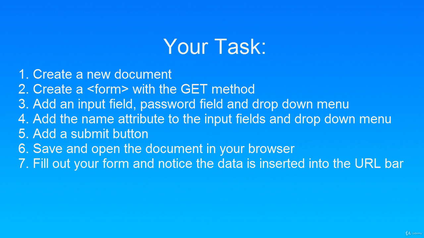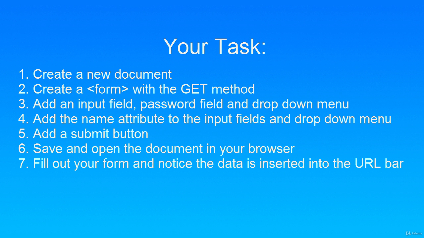So your text field, your password field, and your drop-down menu should all have the name attribute, and the values should be different. For example, the text input field could just be called name, and password could be called password or pass. After that, add a submit button to the end of your form. Save and open the document in your browser. And then I want you to fill out your form. Hit the submit button, and you'll notice the data is inserted into the URL bar.